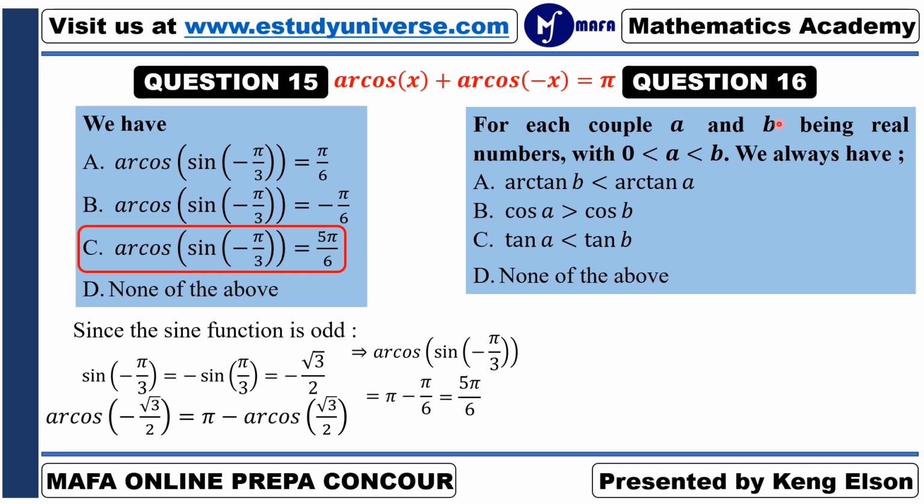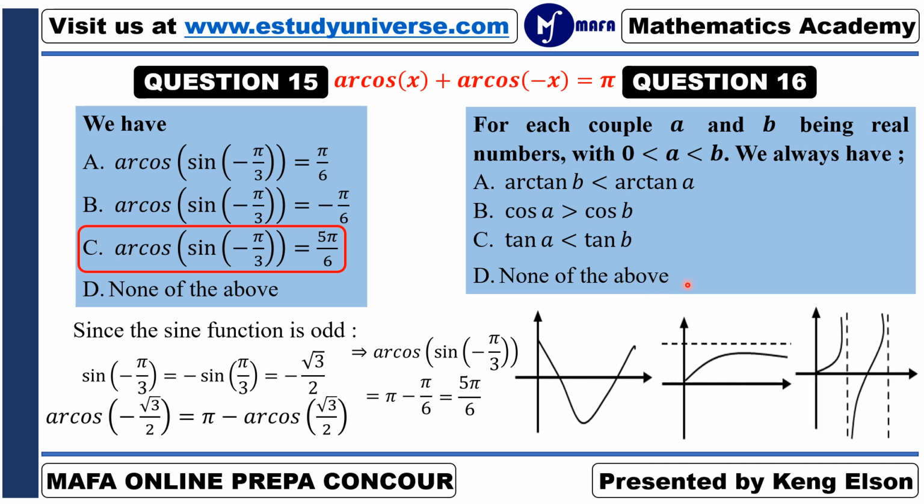Question 16. For each couple A and B being real numbers, with both of them being positive and A less than B, we always have: option A, arctan B is less than arctan A. Option B, cos A is greater than cos B. Option C, tan A is less than tan B. And option D, none of the above. So I try to draw the graphs of these various functions: tan inverse, cosine, and tangent.